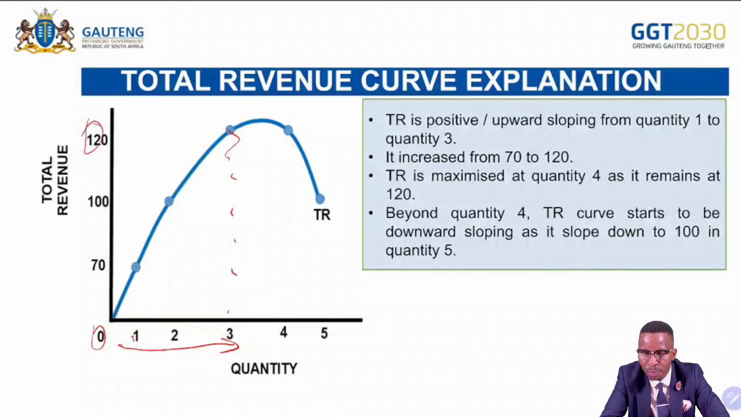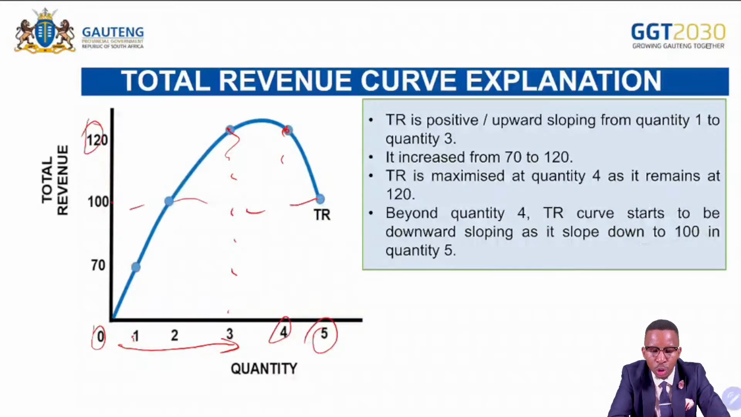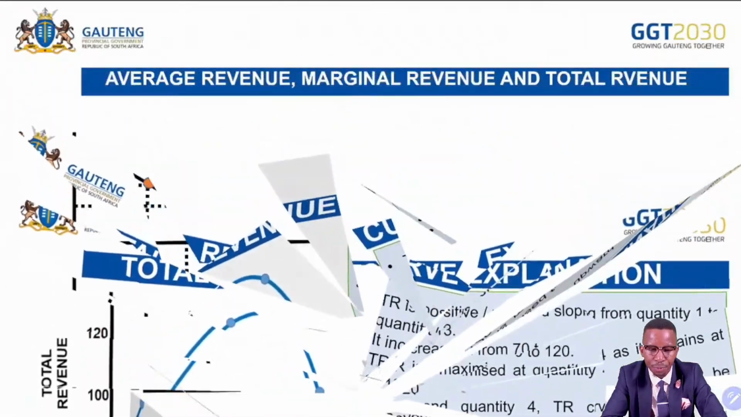Total revenue is maximized at quantity 4 as it remains at 120. So at Q4, we have maximized our TR because it is no longer increasing. It remains constant like in Q3. Beyond quantity 4, total revenues or TR start to be downward sloping as it sloped to 100 in quantity 5. If you check quantity 5, it has already sloped to 100, meaning it increases until it is maximized, then it can start sloping down after being maximized.